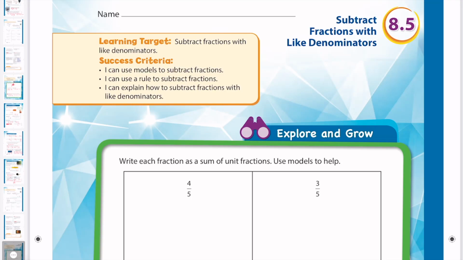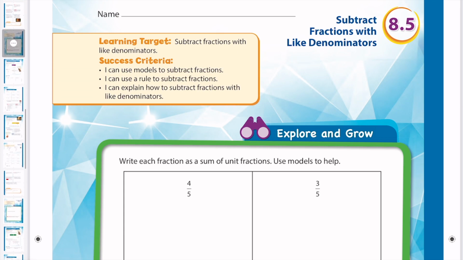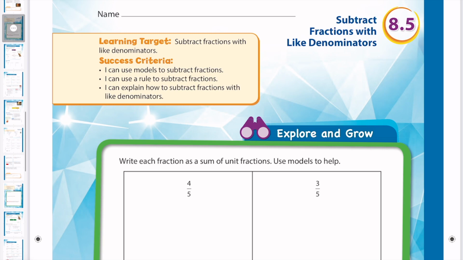This lesson is 8.5, subtract fractions with like denominators, which means same denominators, okay? So our target is to subtract fractions with like denominators. We are going to use the same criteria from last lesson, okay? This lesson is related to the last lesson, and we are continuing to subtract fractions, okay?